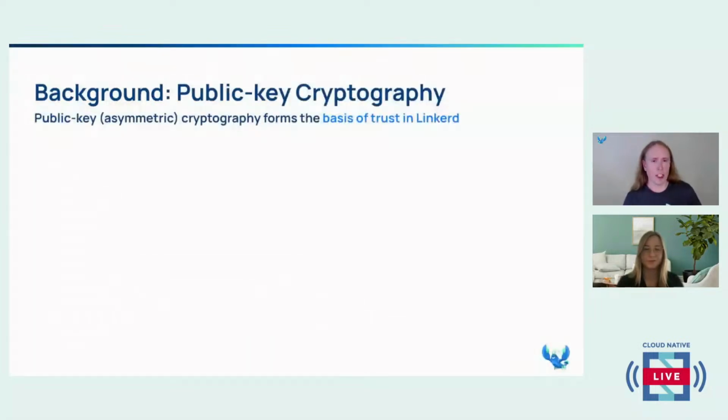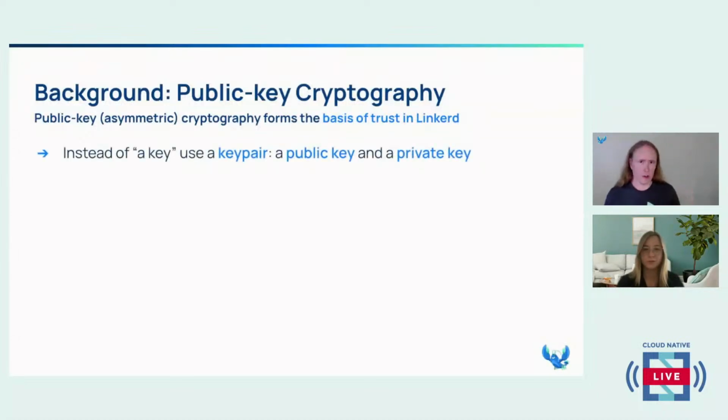This is the thing that forms the basis of trust in Linkerd. It's a very simple idea. Instead of having one key that you use for encryption and decryption, you have a key pair. You have a public key and a private key. These two keys are linked mathematically with a few properties in particular.